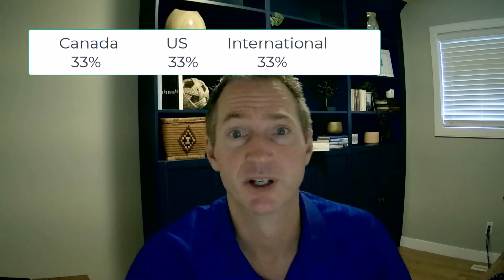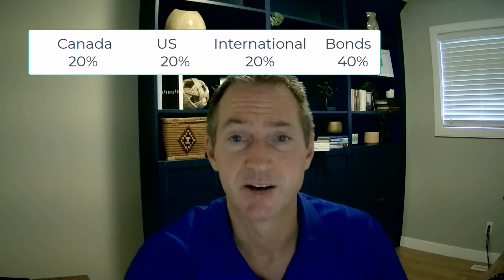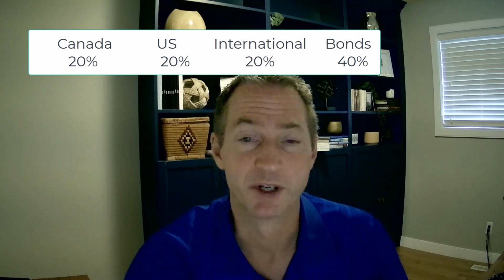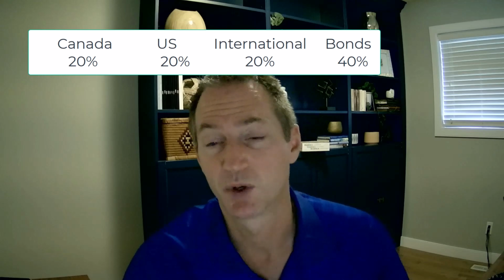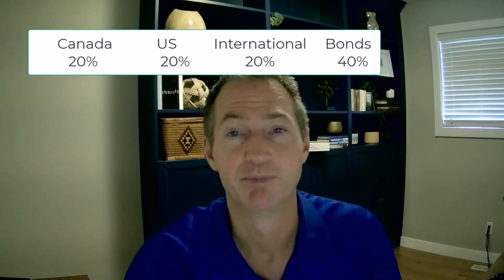For example, if you were doing a 100-0 all equity portfolio, maybe you just want a third of it in the Canadian portion, a third of it in the US portion, and a third of it in the international portion. If you had a 60-40 balanced portfolio, your equity portion, your risky stuff, your stocks, maybe you want to do 20% Canada, 20% US, 20% international, and then the 40% into the bonds portion.